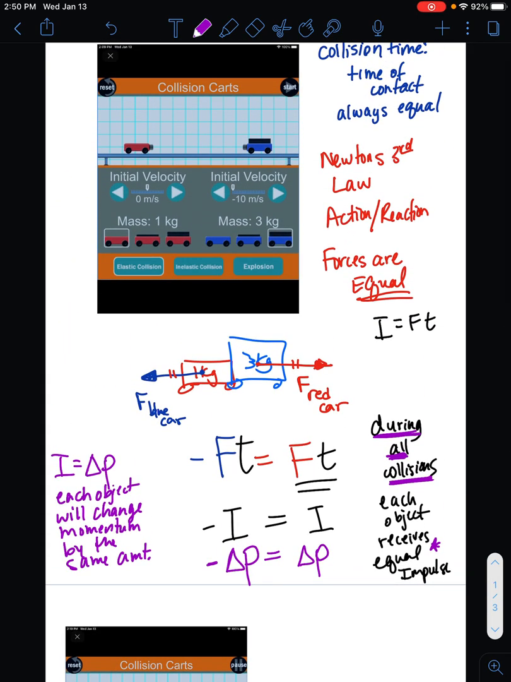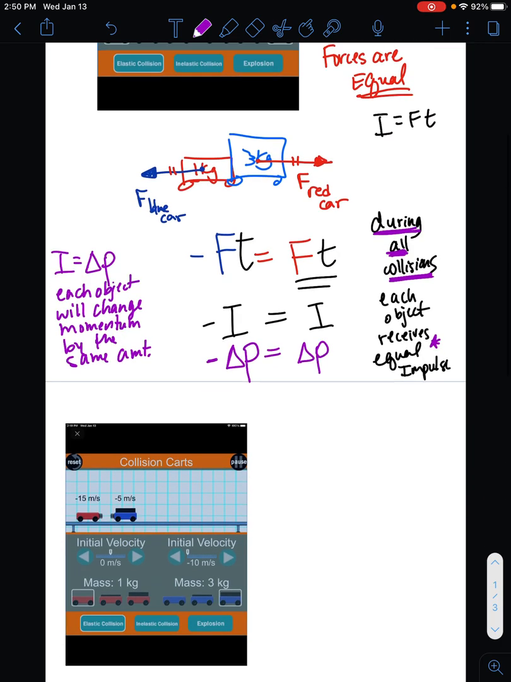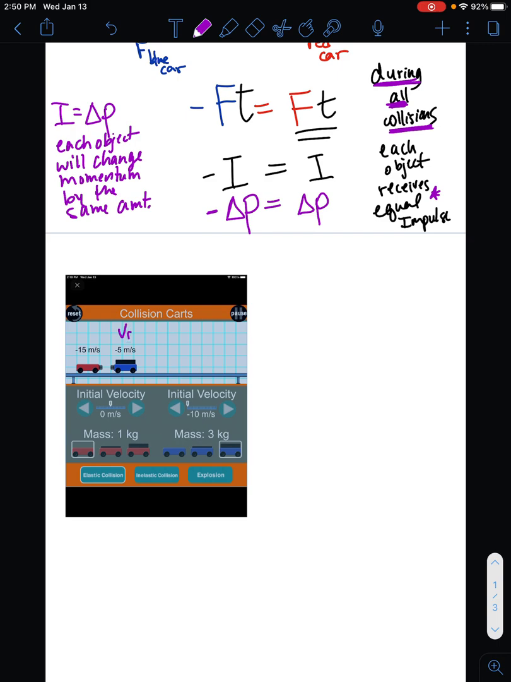originally this car is moving at 10 meters per second. That's the initial velocity of the blue car, negative 10 meters per second. And initially, the velocity of the red car is 0 meters per second. And what we see is that the final velocity of the blue car is negative 5 meters per second. And the final velocity of the red car is negative 15 meters per second.